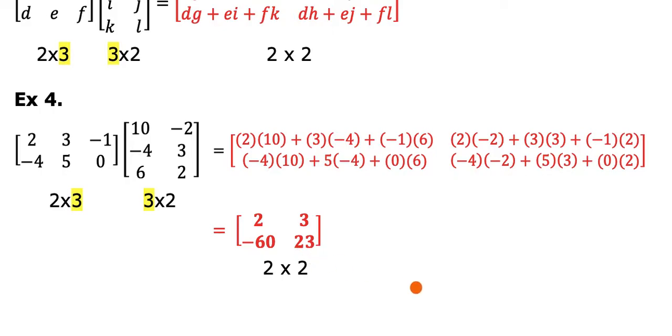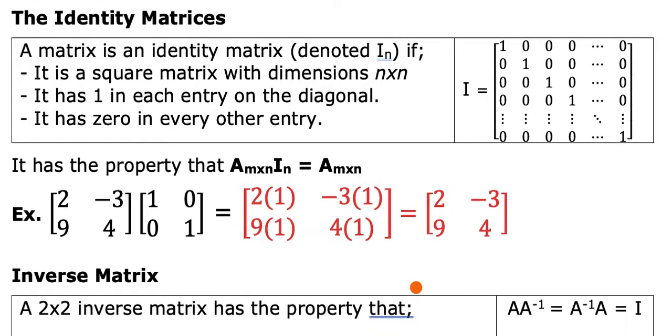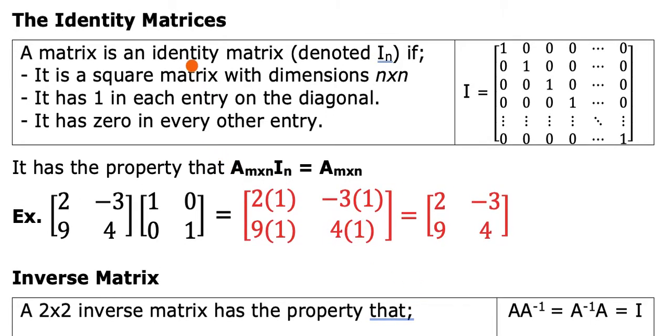And this is our result. So we're going to talk about a couple of special cases here. We have the identity matrix. So the identity matrix, think of it as the number 1. It behaves in many ways like the numerical value 1 in mathematics, except that it is in matrix form.